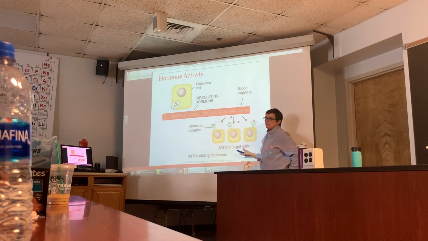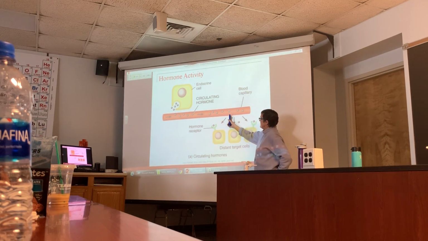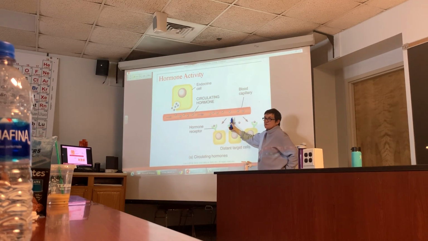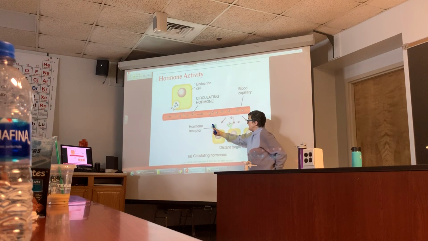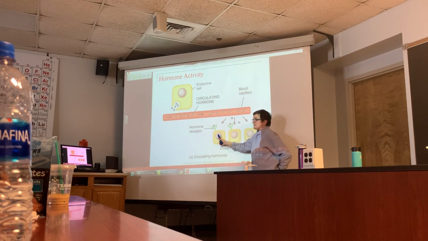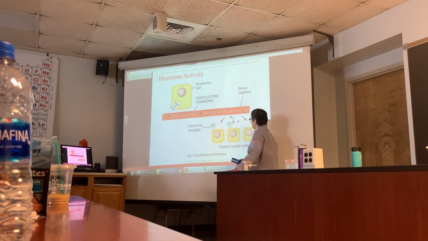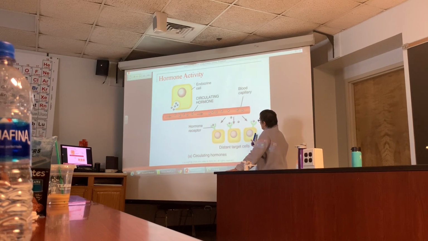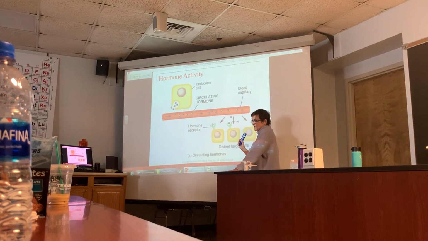It might be on the other side of the body. The hormone exits the blood, diffuses out of the blood, and binds to a hormone receptor on the target cells, and that generates a response, a physiological response. We're going to talk a little bit about that in more detail in a minute. In order to be a target cell, you have to have a receptor for that hormone.